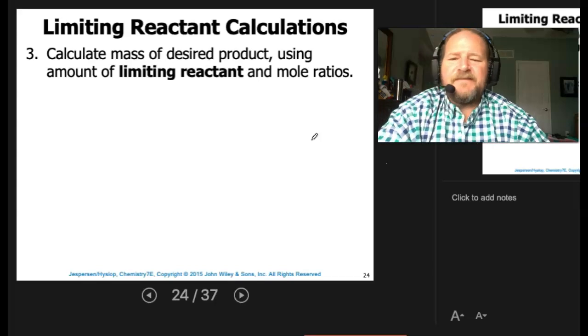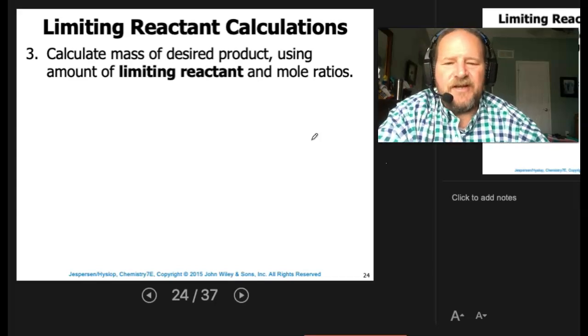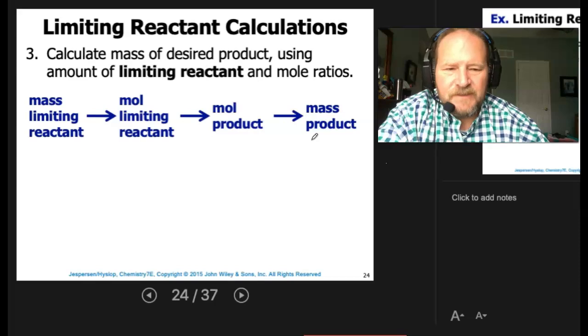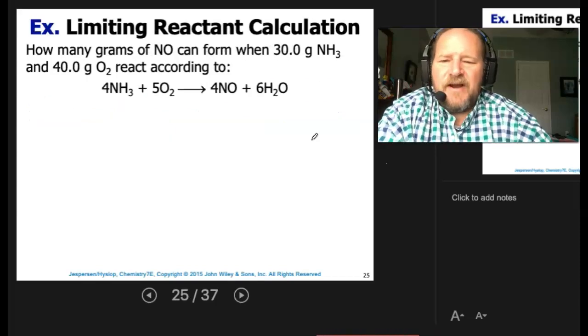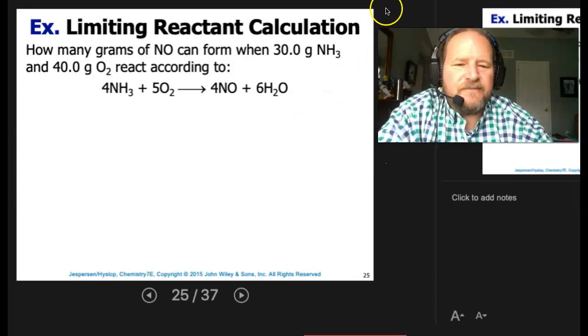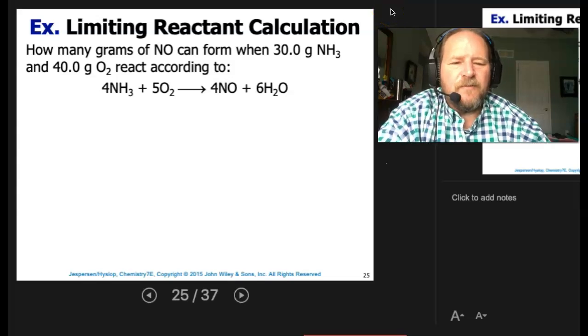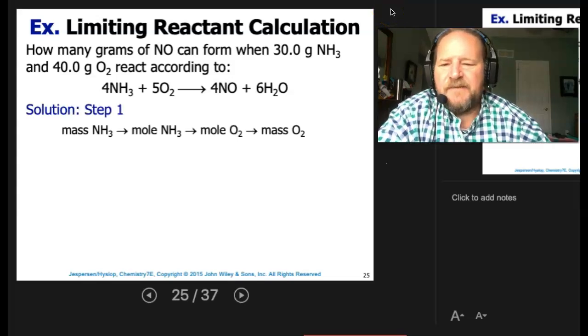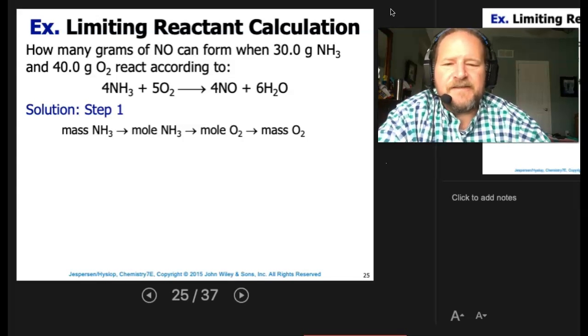So calculate the mass of desired product using the amount of limiting reagent and mole ratios. So how many grams of NO can form when 30 grams of ammonia and 40 grams of oxygen react according to this reaction? Okay, so step 1, we're going to take the mass of ammonia, turn it to moles of ammonia to moles of oxygen to mass of oxygen. Okay, does that make sense? They gave us two masses. They gave us 30 grams of ammonia, 40 grams of oxygen.